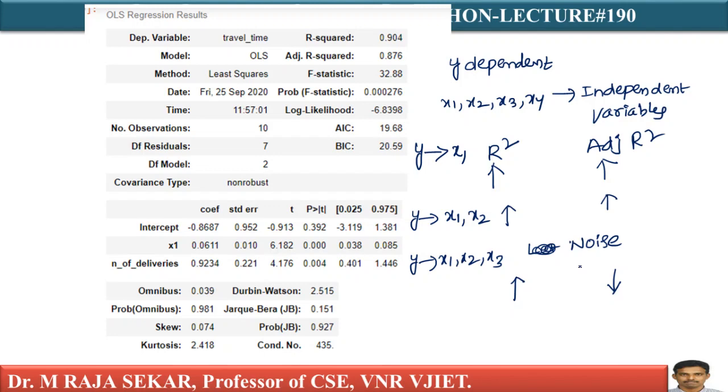If there is a gap, for example, let me assume R squared is 0.9 and your adjusted R squared is 0.3. What does it mean? There is a gap, which means there is a possibility of adding more independent variables to the model. Yes, this is the basic idea.